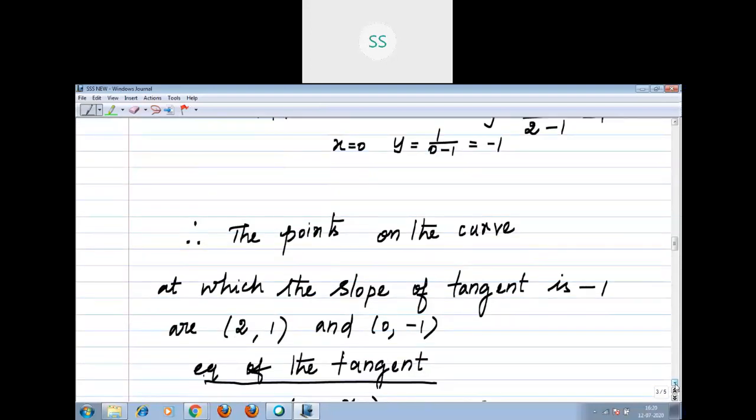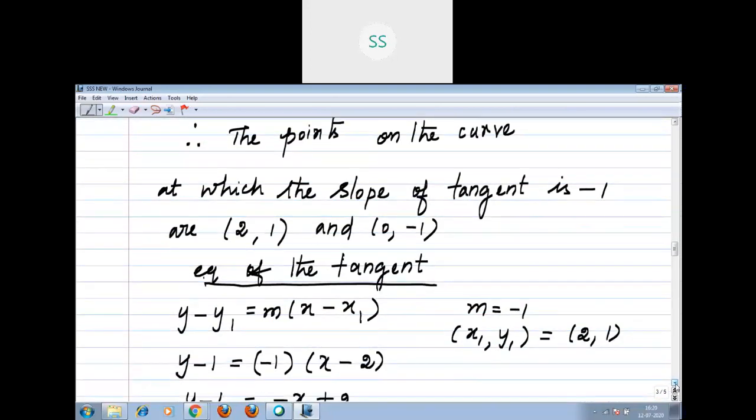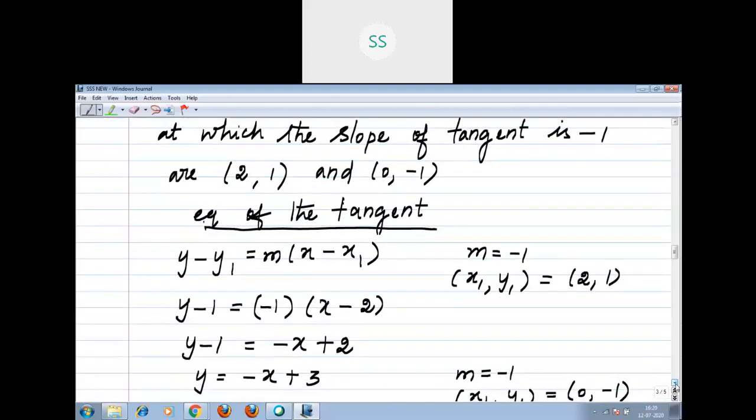Now, the equation of the tangent. How to find the equation of the tangent? The point is there, the slope is there. So y minus y1 is equal to m into (x minus x1). Then you arrive at y is equal to minus x plus 3. We arrived at the equation, but you have to check whether it is correct or not. What slope is given in your question? Minus 1. Here also you arrived at the slope minus 1. So what we found is correct.